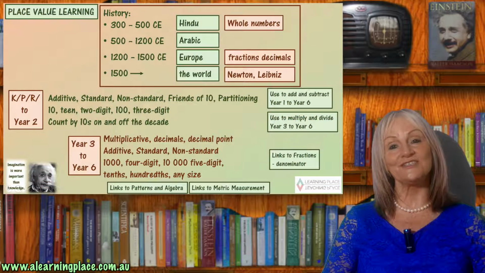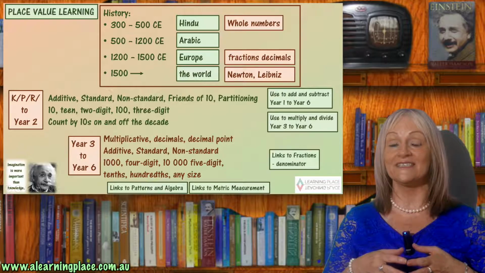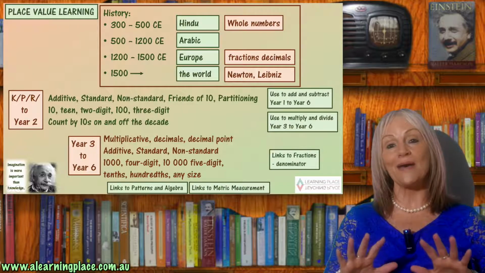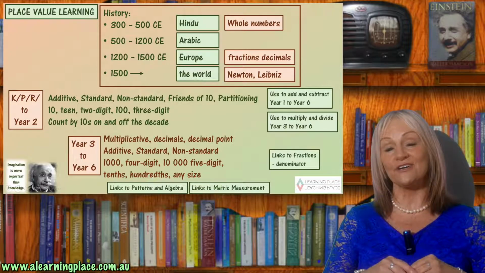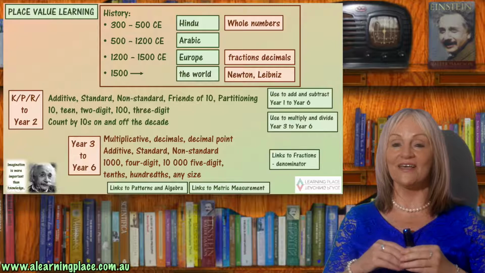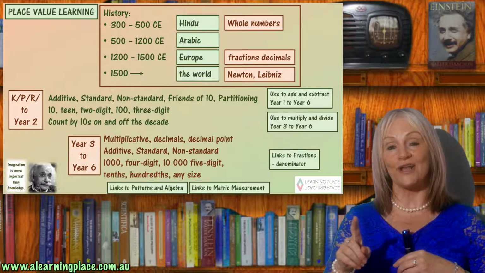Our place value system was created by the Hindus between 300 and 500 CE. Other civilizations were also using place value systems, but it's the Hindu system based on base 10 that has spread around the world. When the Hindus invented the place value system, they started with the first value of 1 because 1 is the first whole number.